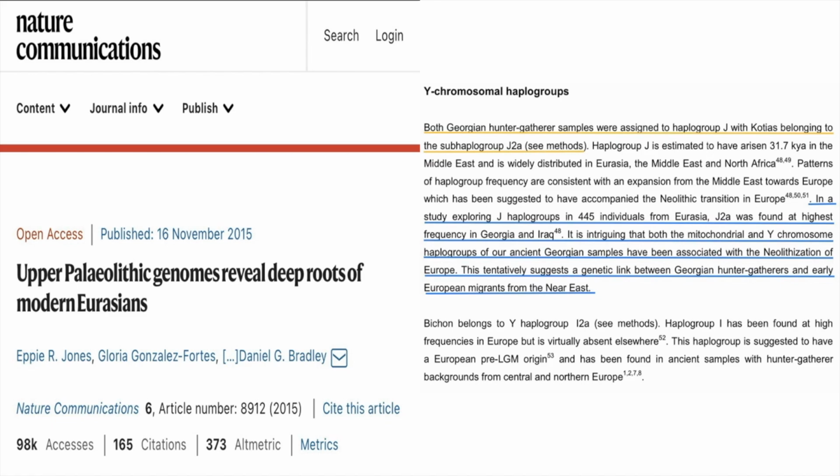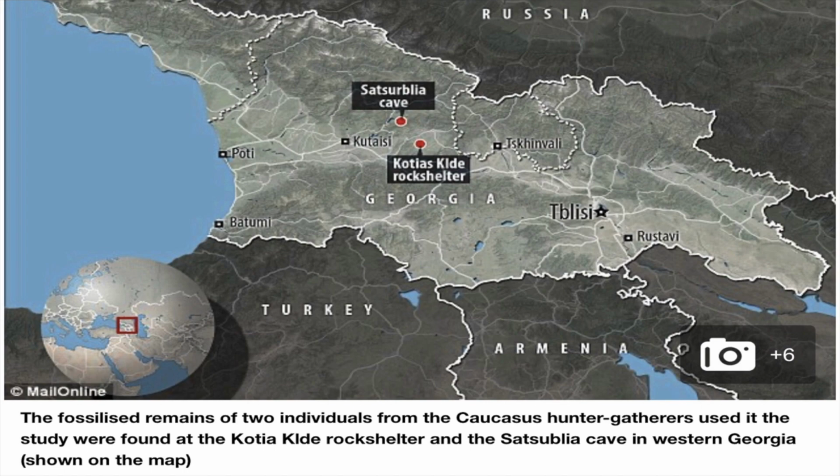It is intriguing that both the mitochondrial and Y chromosome haplogroups of our ancient Georgian samples have been associated with the Neolithization of Europe. This tentatively suggests a genetic link between Georgian hunter-gatherers and early European migrants from the Near East. So we do see a connection with haplogroup J among ancient Georgians and even modern Georgians, but also we see a connection between Caucasus hunter-gatherers or Georgian hunter-gatherers with Europe. So it's very interesting. Here's where we found those samples, by the way, in Georgia, western Georgia.